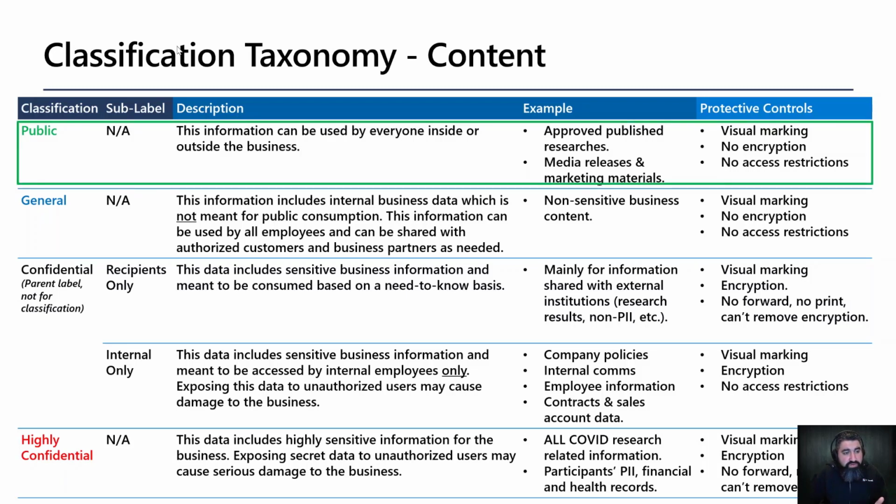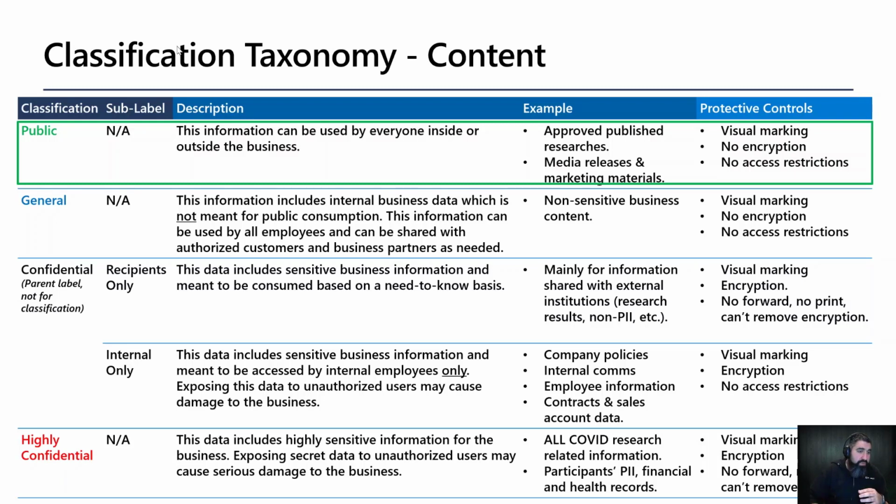So the first category that we have is the public information category, which includes all the information that can be used by everyone inside or outside the org and can be shared with anyone inside and outside the organization. An example of this sort of information is an approved published research or a media release. We have decided to only apply visual marking to a document or an email that contains this public information type of data.